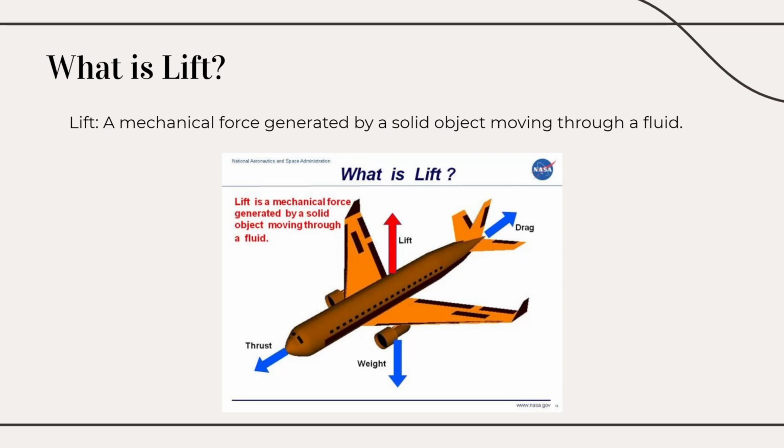According to NASA, lift is a mechanical force generated by a solid object moving through a fluid. This is best demonstrated by an airplane wing. In this case, the solid object is the airplane's wing and the fluid is air. One of the most important facts that we need to remember is that fluids don't necessarily need to be liquids.